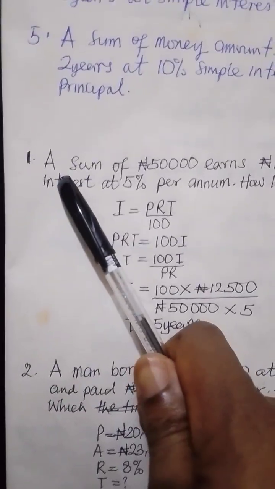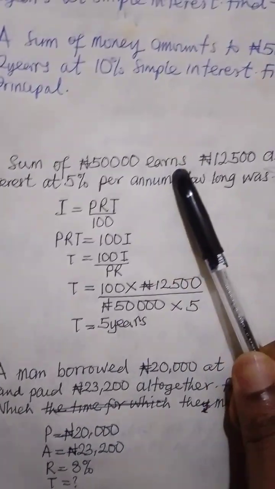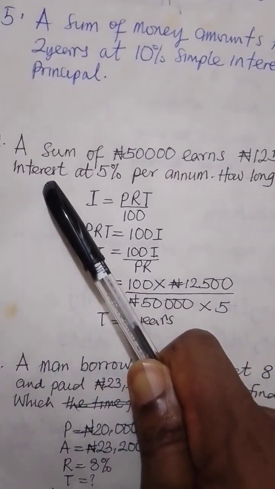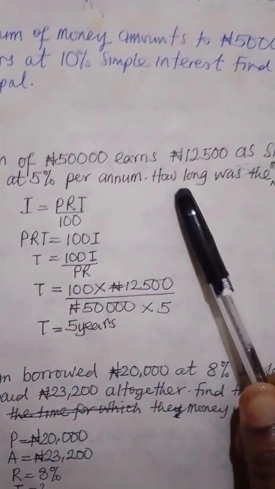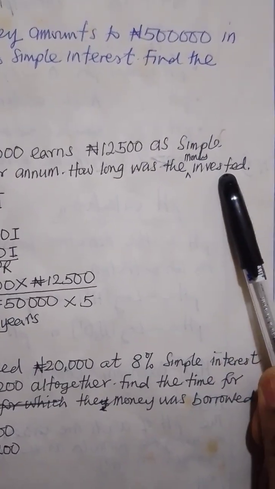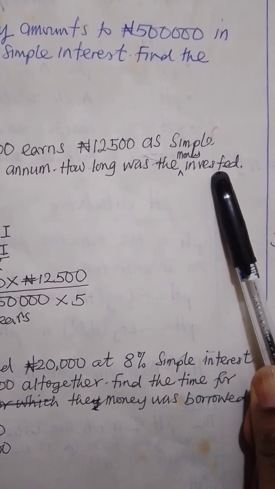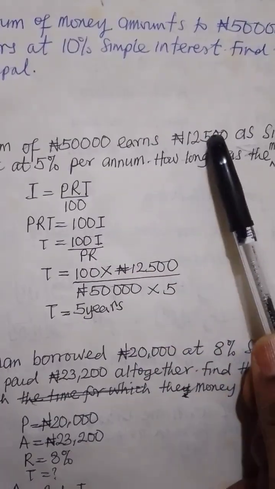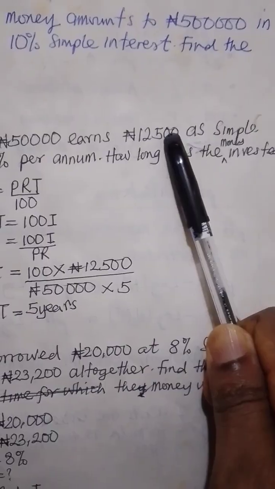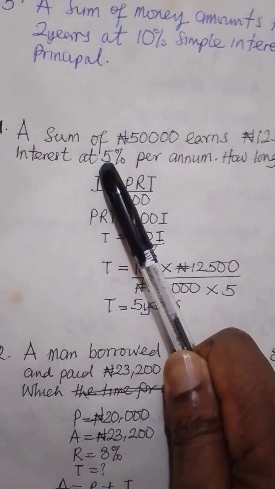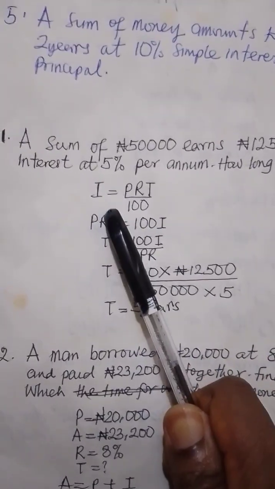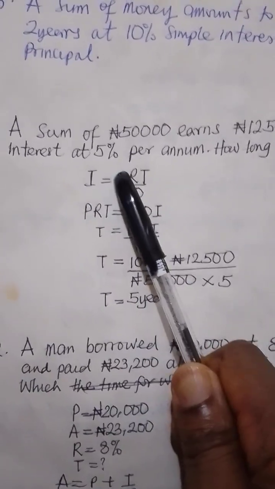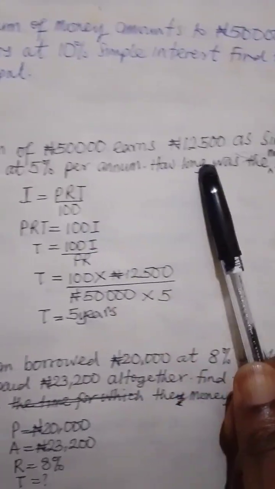Number 1 again. A sum of 50,000 earns 12,500 as simple interest at 5% per annum. How long was the money invested? Of course, we're given the principal, we're given the interest, which is 12,500, and we're given the rate, 5%. So we quote the simple interest formula. Simple interest is PRT over 100.